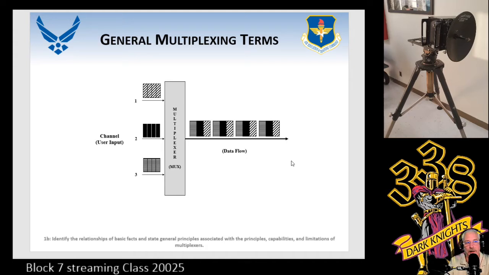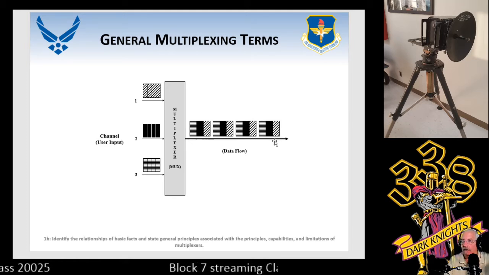So this gives you an idea on how we look at multiplexers. You have channel 1, channel 2, channel 3. Channel 1's diagonal lines, channel 2 is a solid, channel 3 is a horizontal. You can see right here at the first part, as they go down, the multiplexer is taking information from every one of those channels in a certain time period.